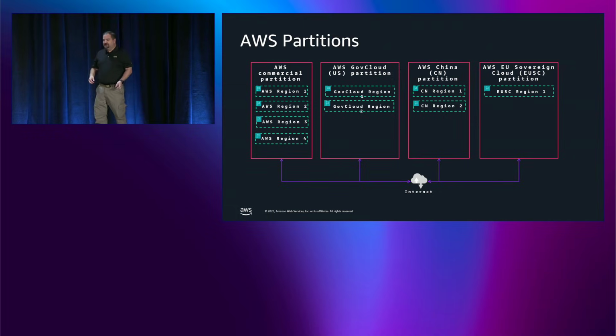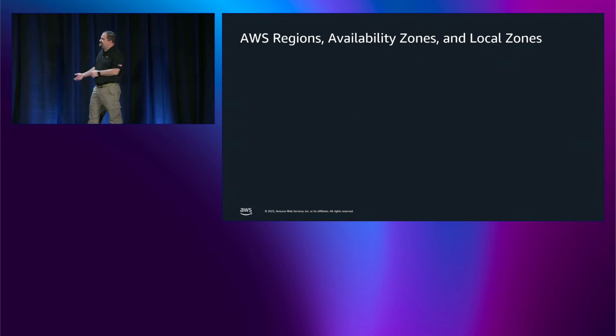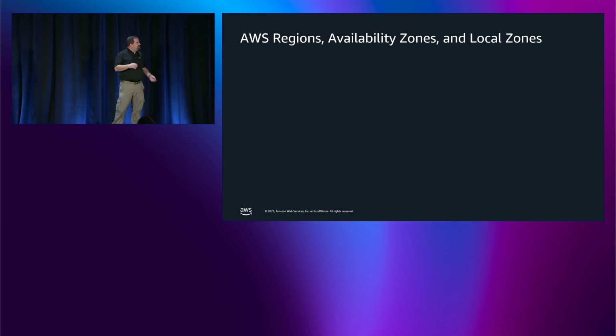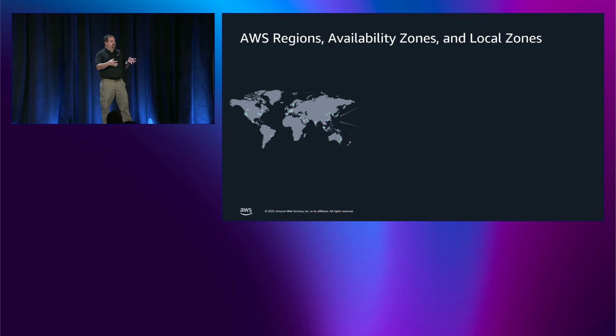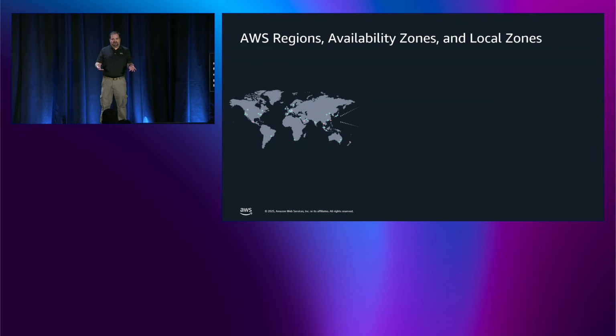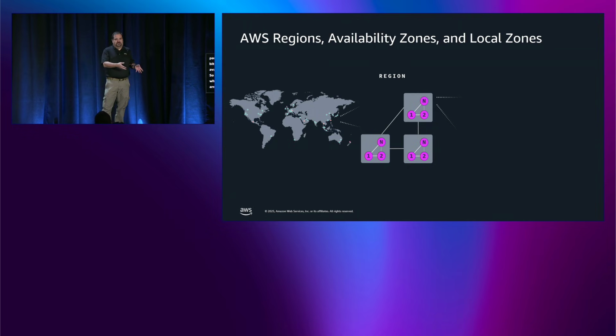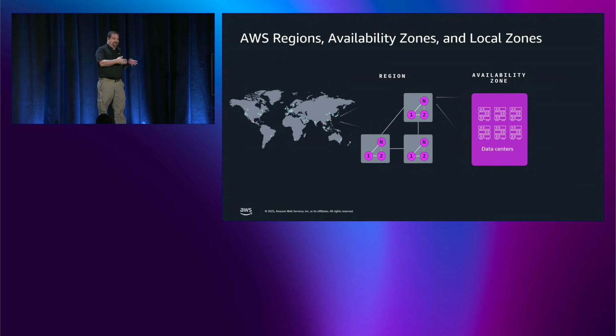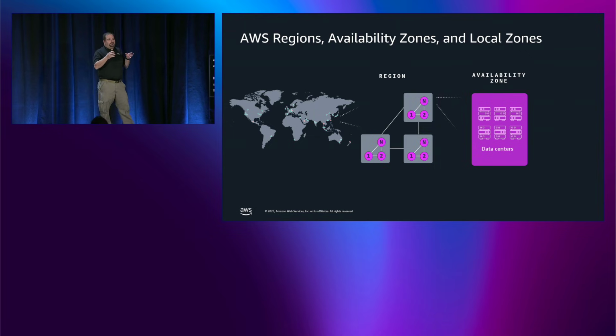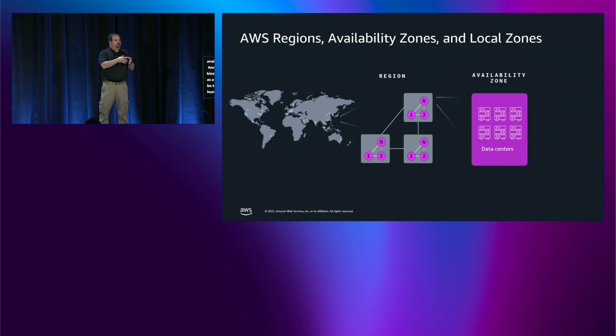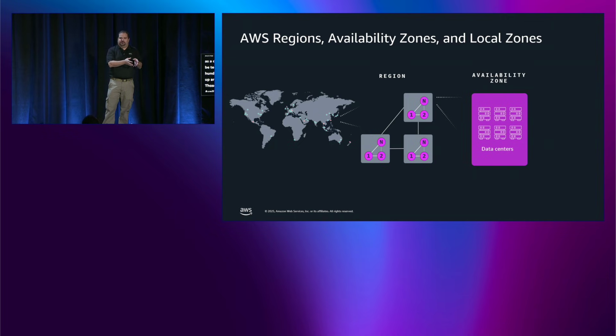Each region can be contained within one and only one partition. Now we'll dig a little bit more into regions, availability zones, and local zones. So a region is just a geographic area where we offer our services. Regions are comprised of 3 or more availability zones. And as a customer, you can just think of an availability zone as a data center. In reality, there can be tens to even, in some cases, hundreds of data centers that make up an individual availability zone. Those data centers within an availability zone are very close to each other from a latency perspective, both from a network path and from a shared fate perspective.